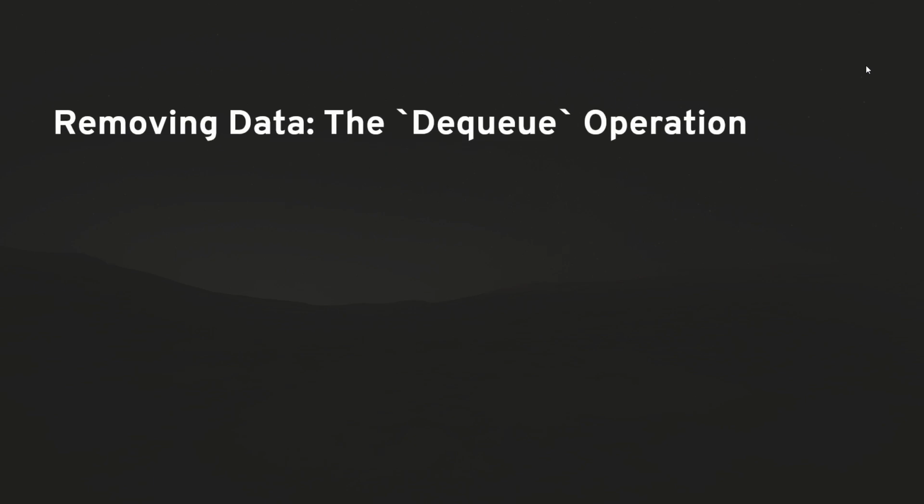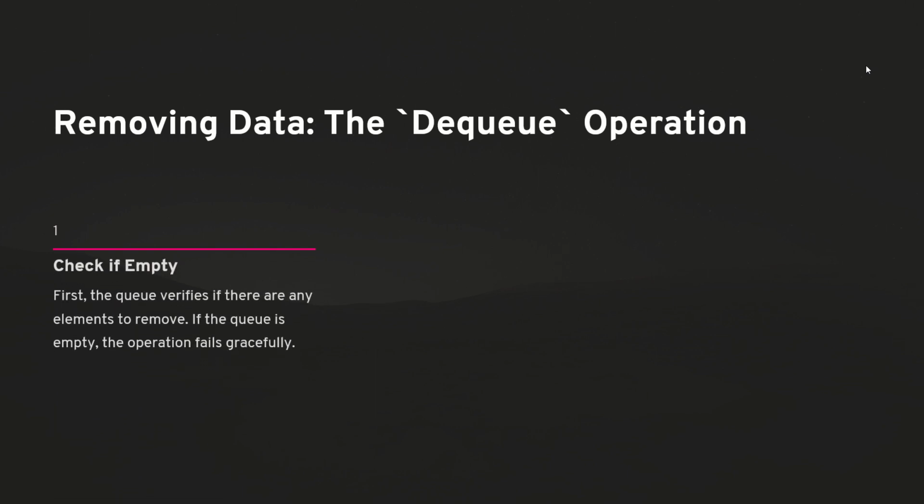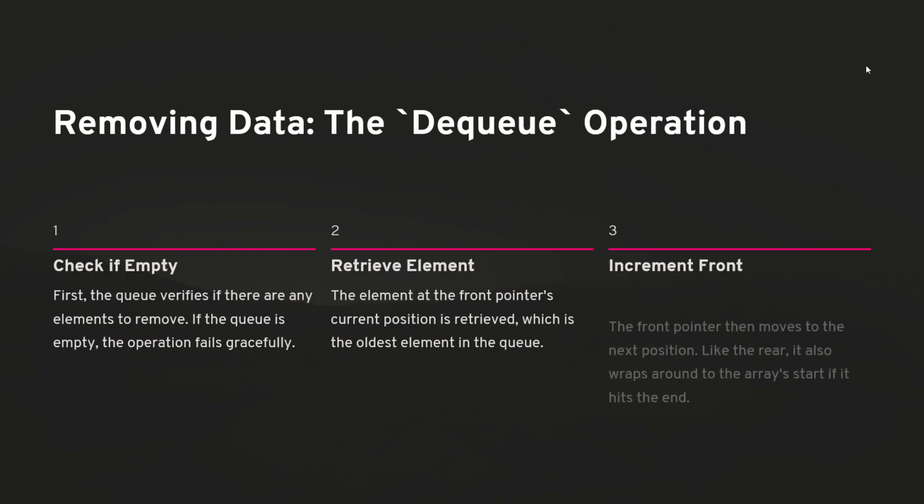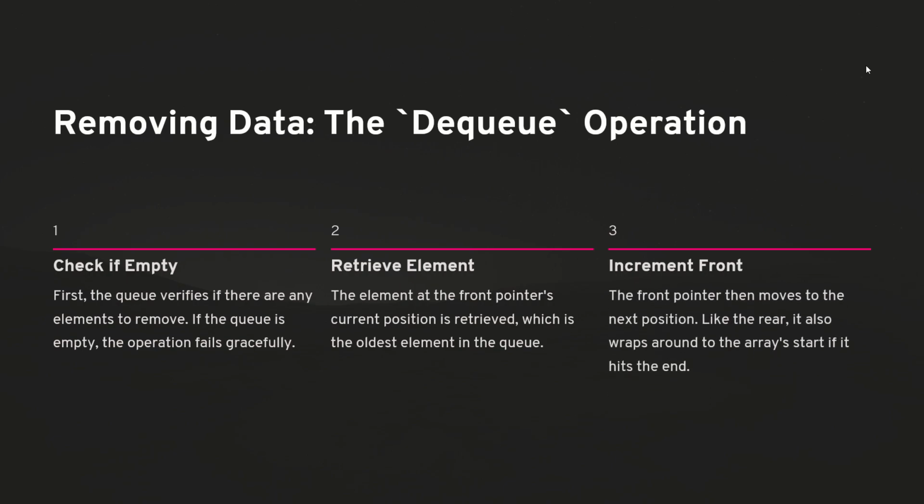Removing data, the dequeue operation. First, check if empty. The queue verifies if there are any elements to remove. If the queue is empty, the operation fails gracefully. Second, retrieve element. The element at the front pointer's current position is retrieved, which is the oldest element in the queue. Third, increment front. The front pointer then moves to the next position and, like the rear, also wraps around to the array start if it hits the end.